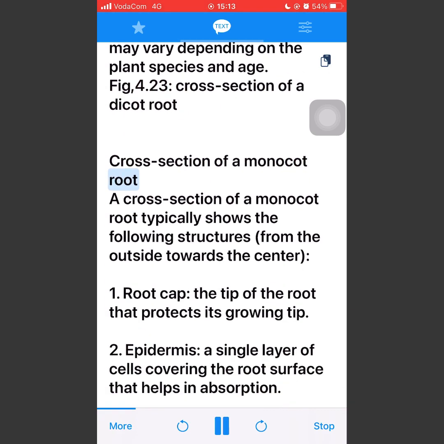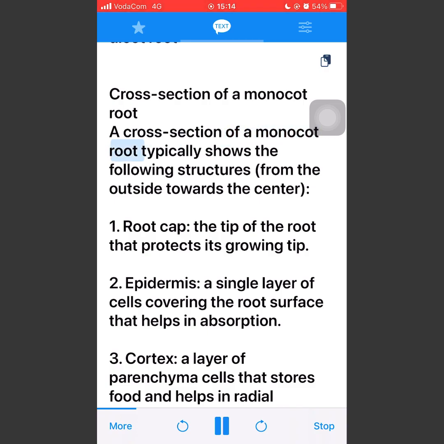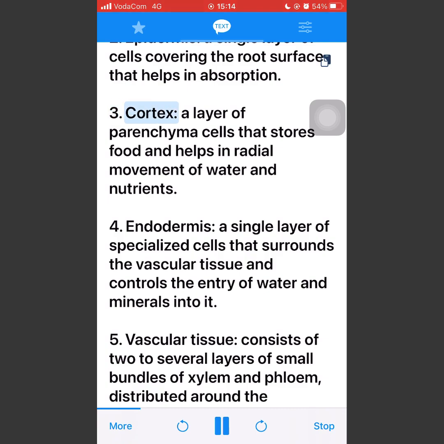Cross-section of a monocot root. A cross-section of a monocot root typically shows the following structures, from the outside towards the center. 1. Root cap, the tip of the root that protects its growing tip. 2. Epidermis, a single layer of cells covering the root surface that helps in absorption. 3. Cortex, a layer of parenchyma cells that stores food and helps in radial movement of water and nutrients.